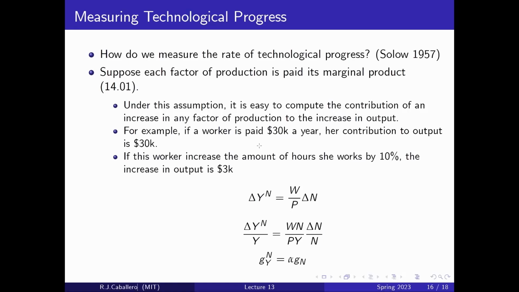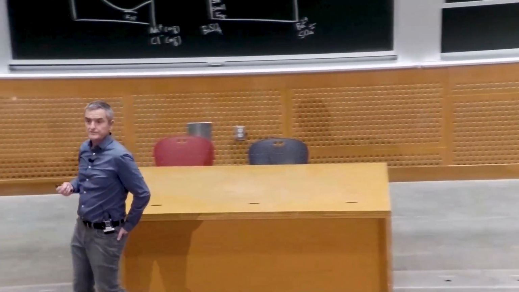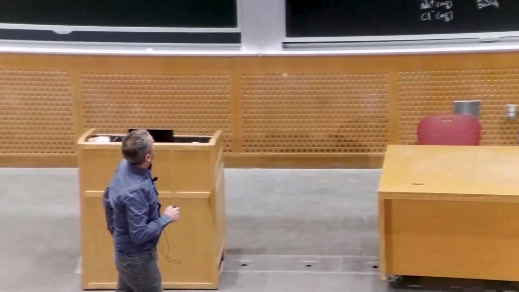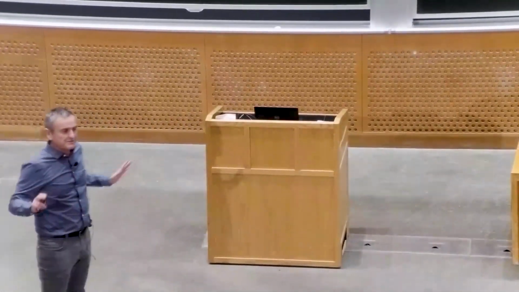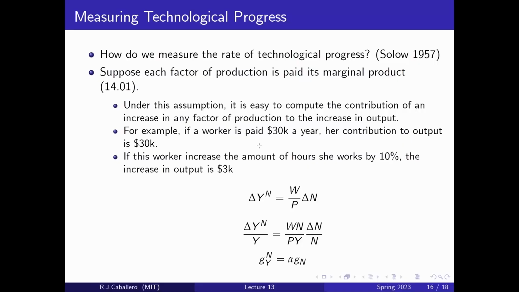And the basic idea that Bob Solow had is essentially something you could have taken from 1401. It's extremely simple. There are some assumptions behind this, but in the basic competitive model, you can compute the contribution of each factor of production to output by the payment it receives. So under this assumption, suppose that you're spending on workers $30,000 a year.